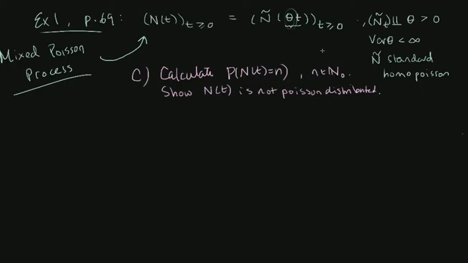So now in part C, we would like to calculate the point probabilities for the mixed Poisson process, and in particular show that the number of claims up until time t in the mixed Poisson process is not Poisson distributed. So in that sense, there is something it does not share with the traditional Poisson process that we know. So the first thing we can do is to actually show that N(t) is not Poisson distributed.